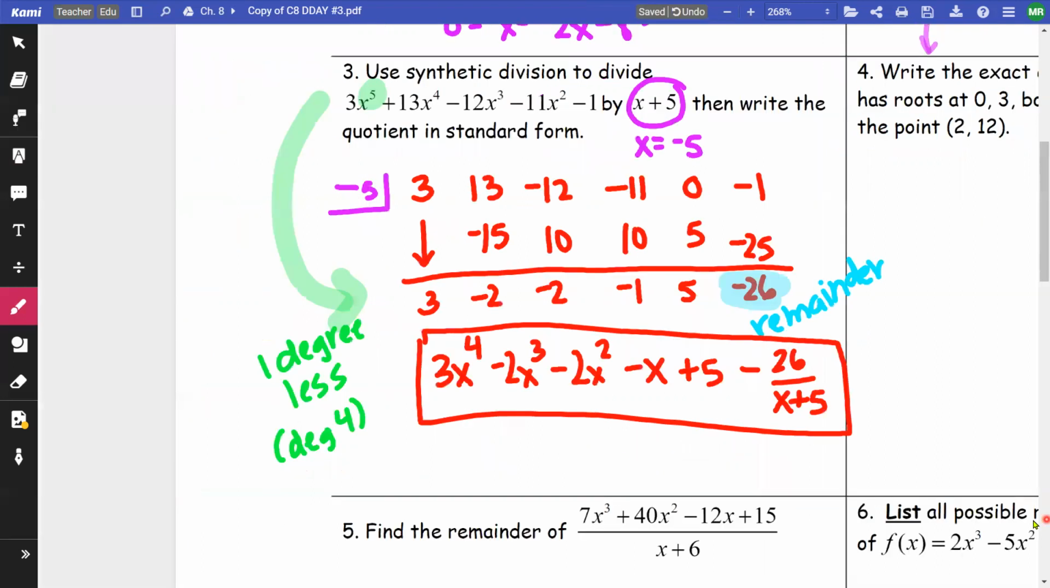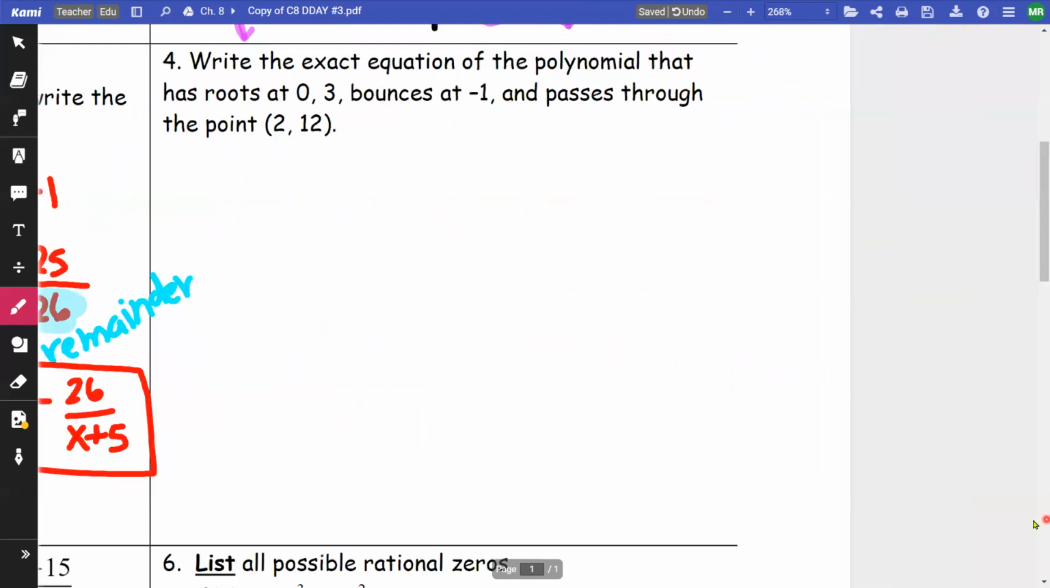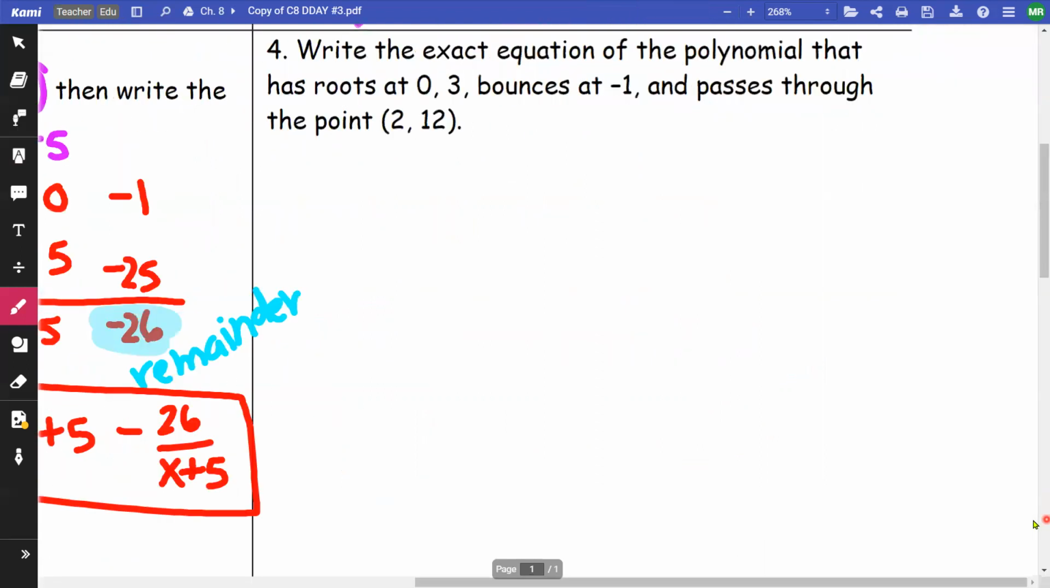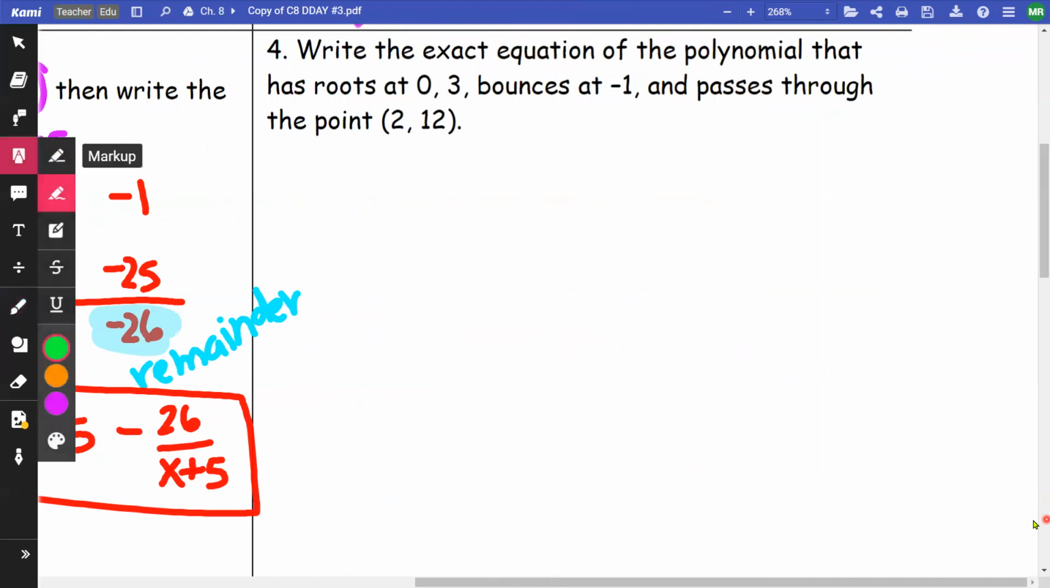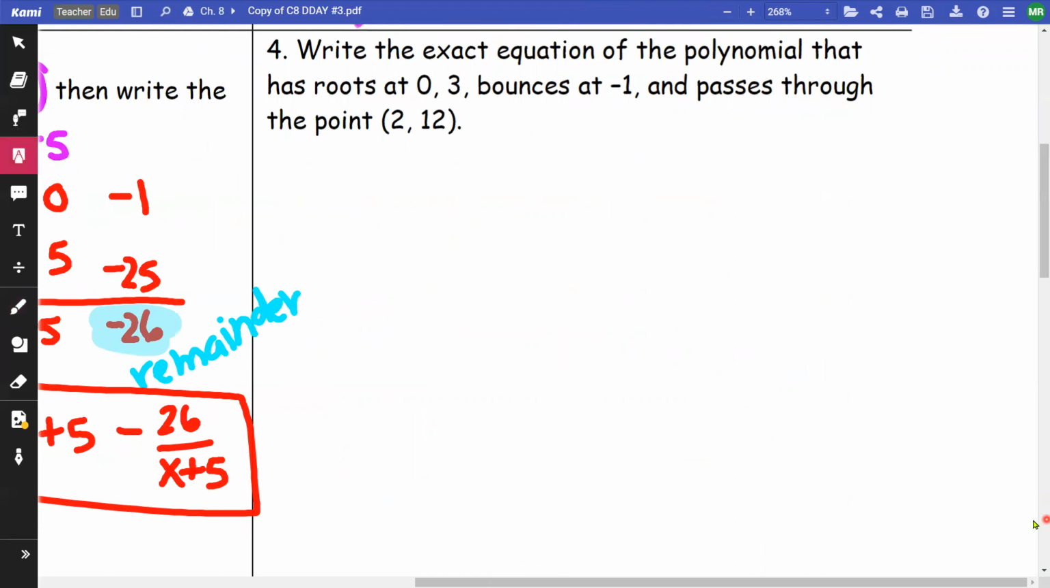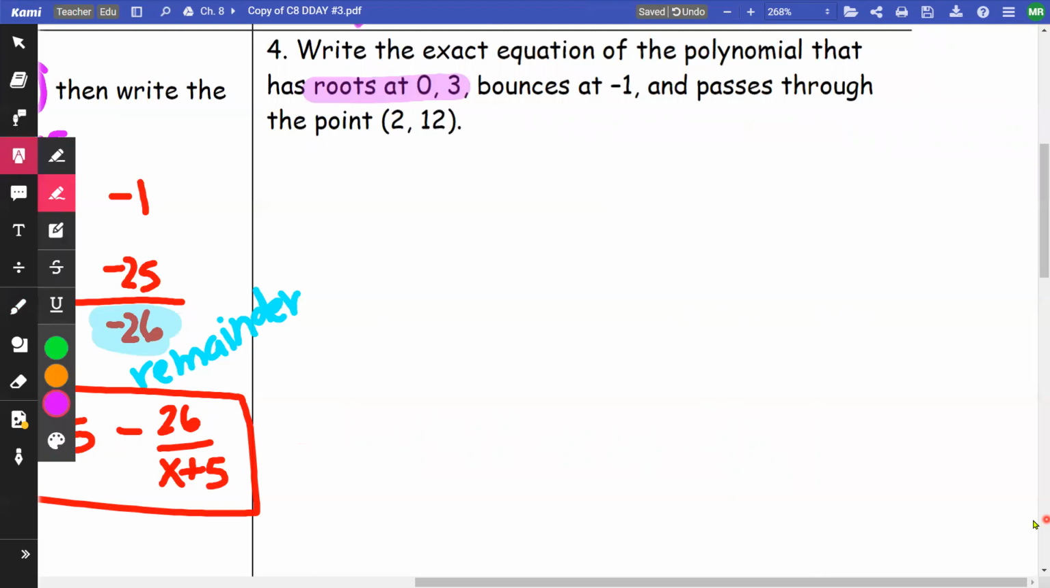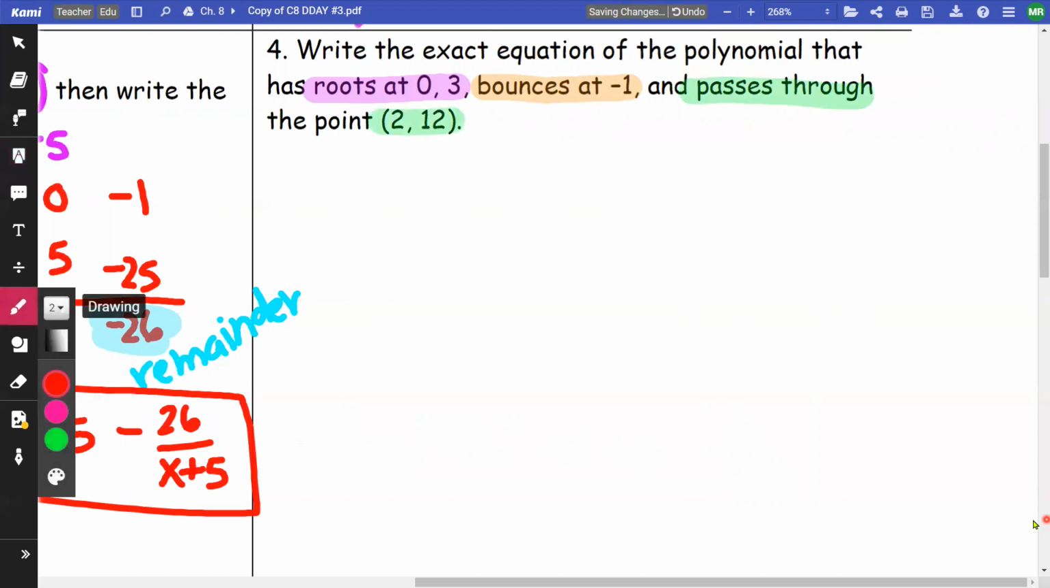On number 4, write the exact equation. So exact equation means that I need to find my a, and I need to pay attention to a couple of the things that's happening here. So it says that we have roots at 0 and 3. Doesn't say anything special about that, so I assume those are going to be singles. It also tells me it bounces at -1. That's telling me that it's a double root, that's a square. And then we're going to use this because it passes through this point. That's what we're going to use to find our a.